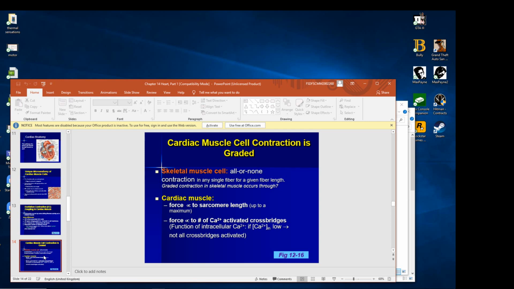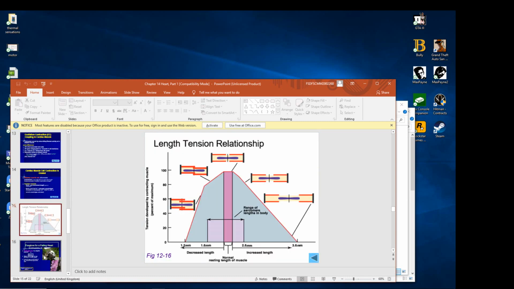Now in cardiac muscle, the force of the contraction is directly proportional to the sarcomere length. Force is directly proportional to calcium activated cross bridges. So we should be knowing that it is a graded contraction, which you can see over here in case of cardiac muscle cell contraction. We'll do this length tension relationship graph later on.